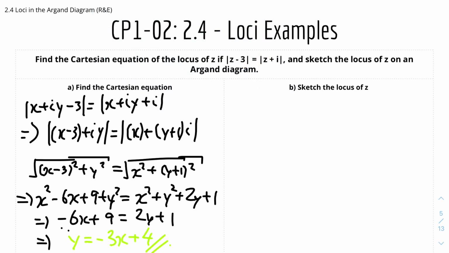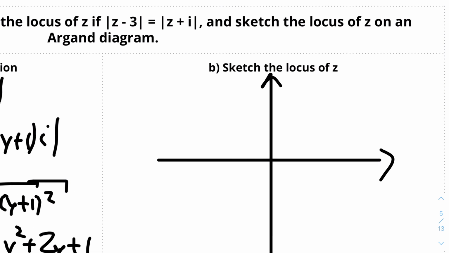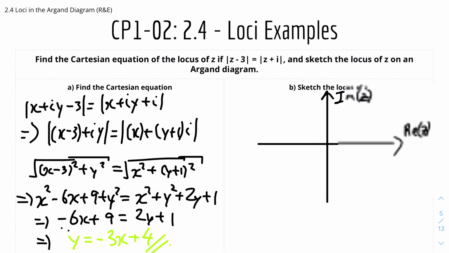So it's basically the line y equals minus 3x plus 4, right? So let me just draw an axis here. The imaginary axis, and the real axis. So you just basically have to plot y equals minus 3x plus 4.